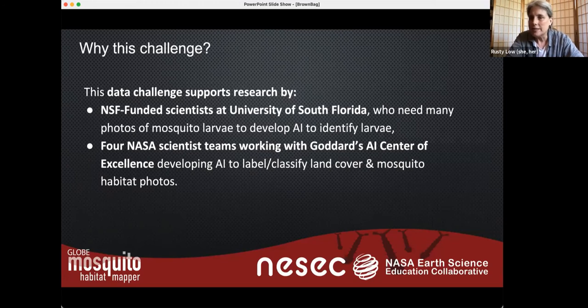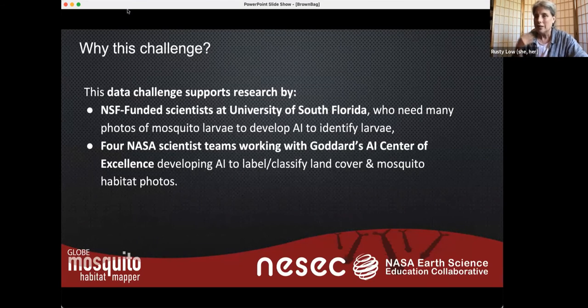So one of the reasons why we're having this challenge, I think this is the first challenge that we have ever run that we're actually supporting five different research teams. And so this is very exciting for us because we've all along known that this data is really important. It took a couple years for scientists to sort of clue in that this data is available, but this data challenge is supporting current research through the National Science Foundation, scientists at the University of Florida, who are developing an artificial intelligence, they're using machine learning to develop algorithms that will automatically identify larvae.